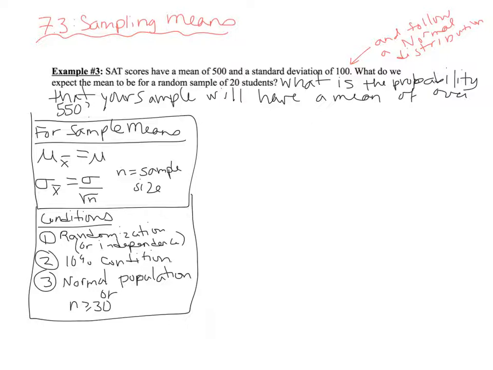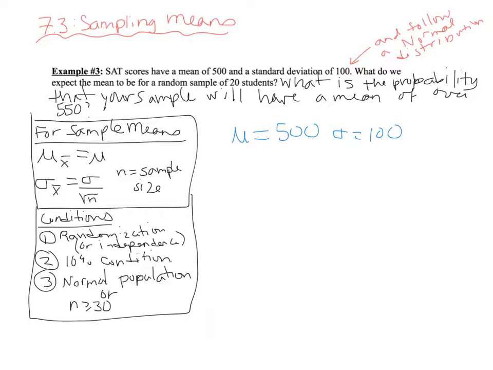I got a little sidetracked there, giving you a few things. So now let's get back to this problem. They tell us that SAT scores have a mean of 500. In this case, that 500 is our population mean. They also tell us that they have a standard deviation of 100. That's our population standard deviation. Then they say, what do we expect the mean to be for a random sample of 20 students?